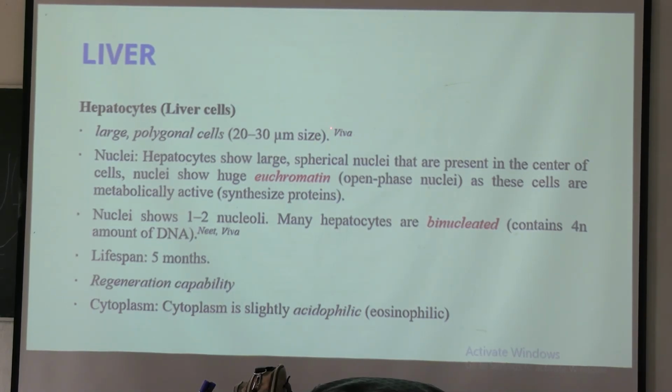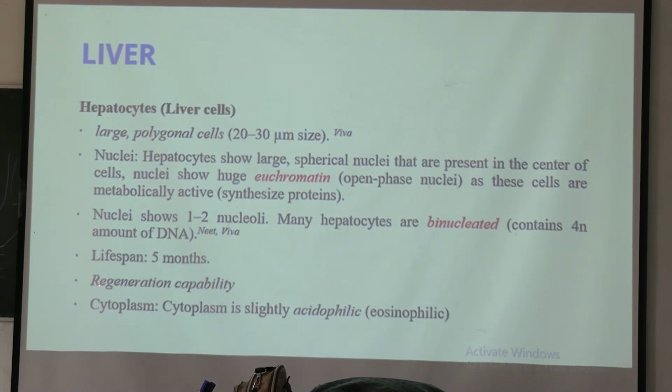This is a viva question. That means it can be asked about the nuclei. Hepatocytes show large spherical nuclei present in the center of the cells. The nuclei show abundant euchromatin, open-face nuclei, as the cell is metabolically active and synthesizes proteins. There are 1 to 2 nuclei. Many hepatocytes are binucleated. This is neat viva.